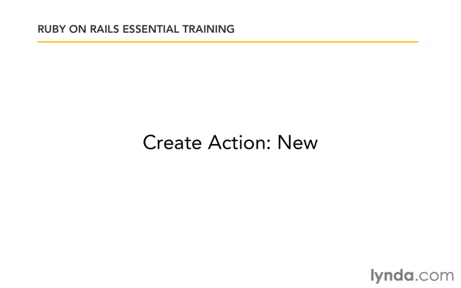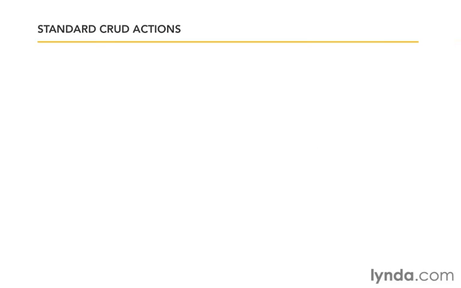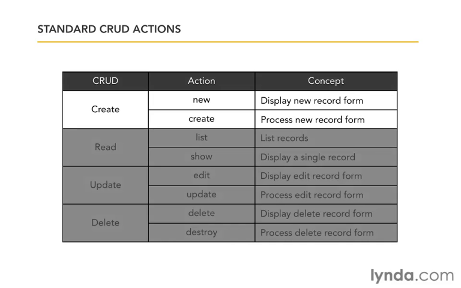Now that we understand the basics of working with forms, we're ready to implement the create actions in our controller. You'll remember that the create part of CRUD is made up of two standard Rails actions, new and create, and they work in conjunction with each other. New displays a web form that we can then click submit, and submit will submit the form to the create action, which will take care of the processing. Let's focus on the first half of that in this movie, the new action.